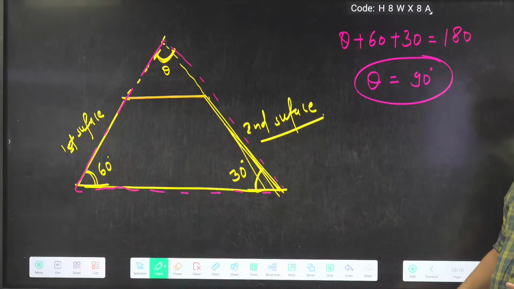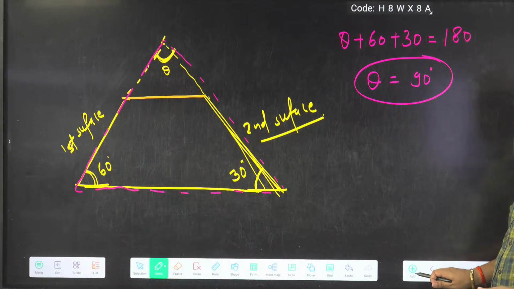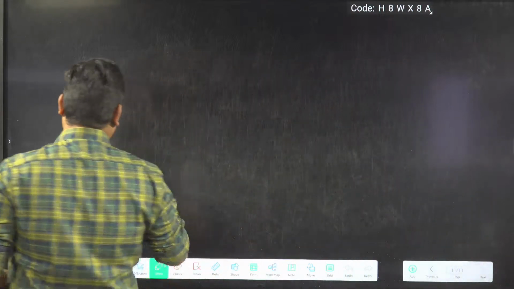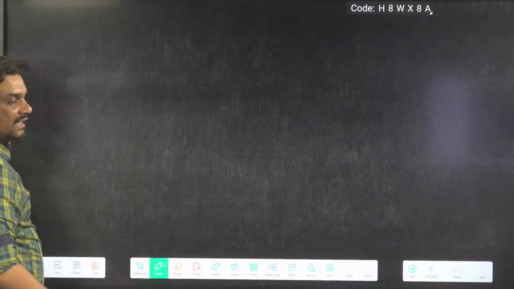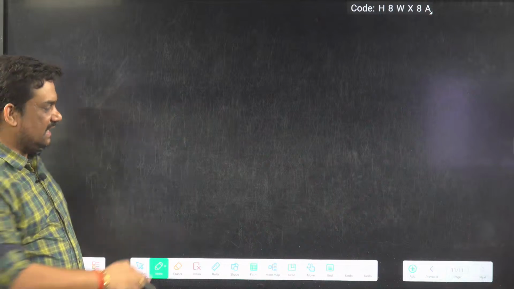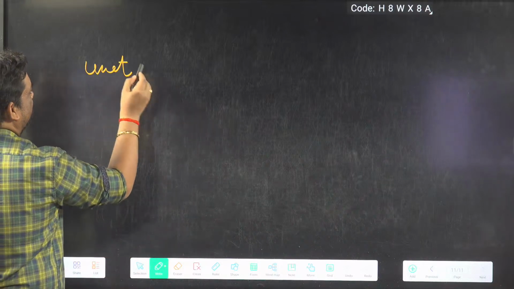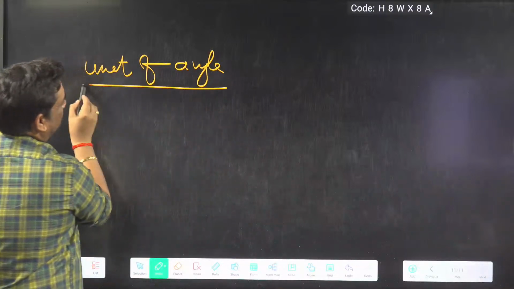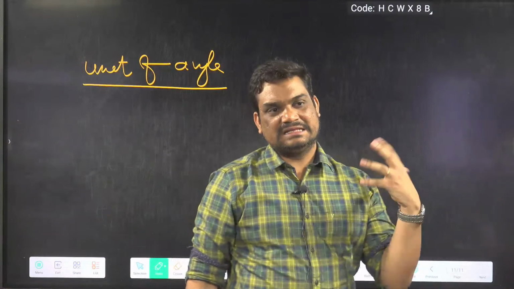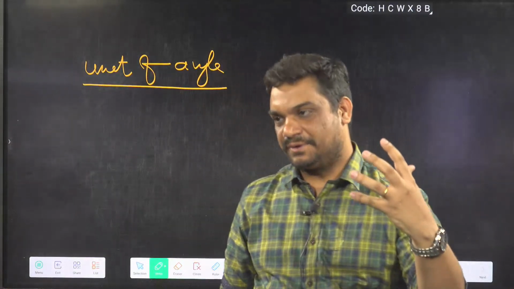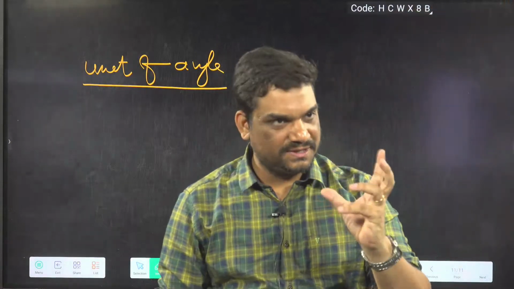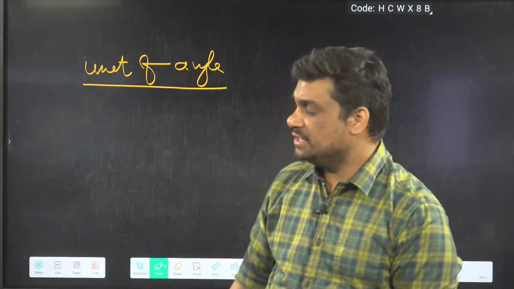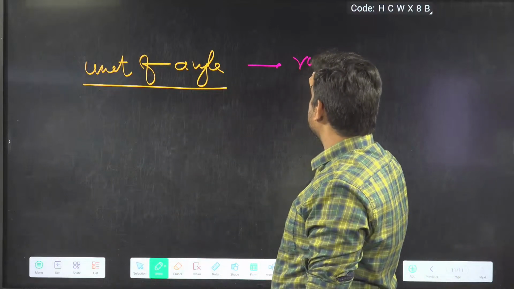Now I will go for the next one. The next one is measurement of angle. So what is the unit of angle? Mostly we measure in degrees. Degree is there, but if I talk about the proper unit, then the unit of the angle is the radian.